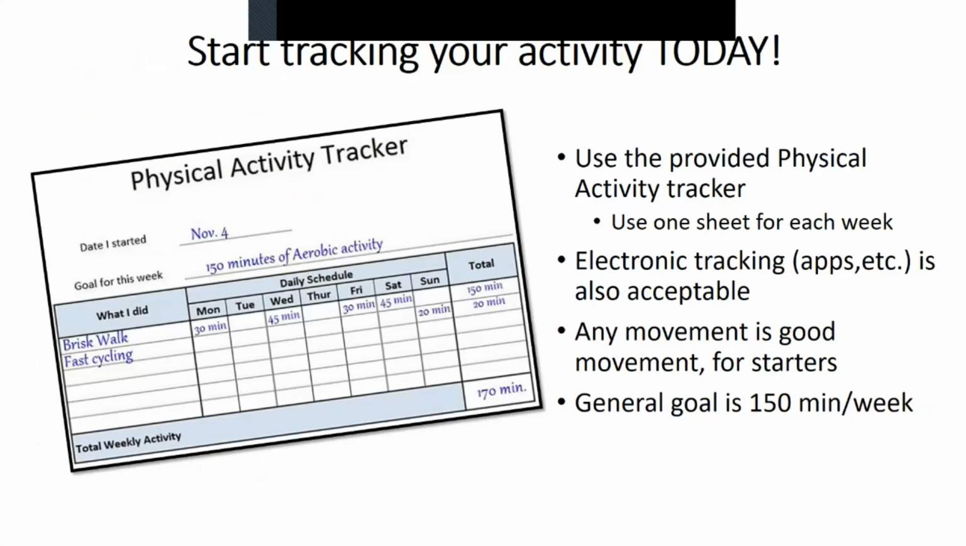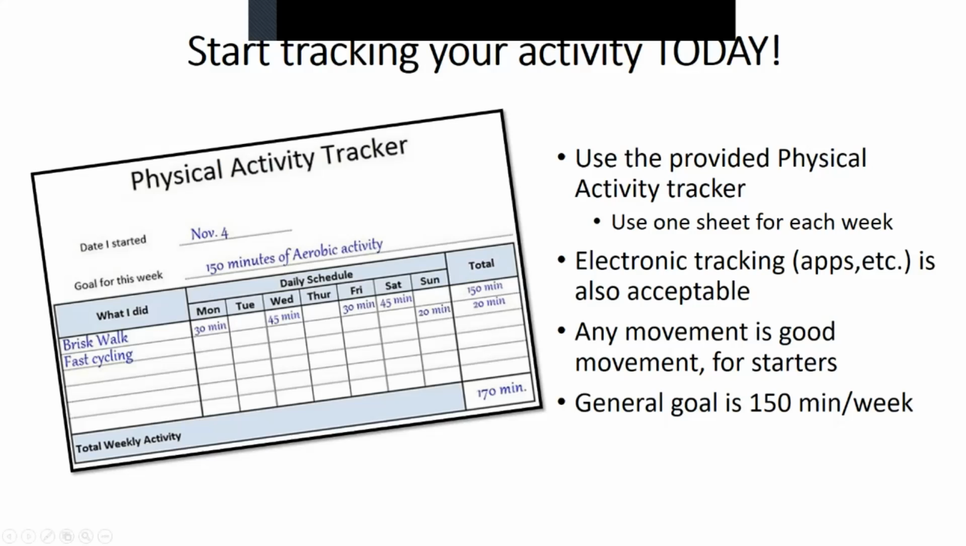So in addition to the PowerPoint, all the information that we shared so far, you're also going to get a PDF of a physical activity tracker. It'll look just like this. You're going to start it today. Okay, so you'll put today's date and then you're going to track your weekly activity. All right, so whatever you do, whether it's walking, cycling, jogging, whatever it is, if it's not sitting down, I want you to write it down. If you need to add lines to add more activity, fantastic.